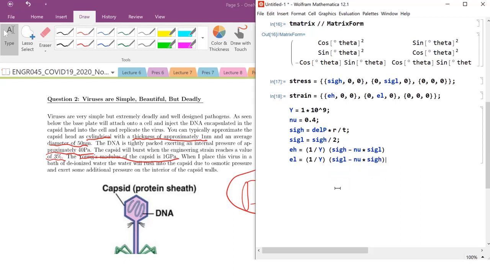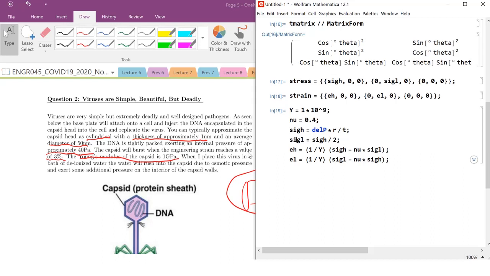That's it. So I'm going to close these outputs and define them. You can now see in our expression here that we're trying to get quantitative values for everything in here. All that we have left to solve is this delta P. Once we have delta P, we're going to be able to write the rest of our values and plug and chug in here, because once we have sigma H and sigma L, we're good to go. So the question now becomes: the capsule will burst when the engineering strain reaches a value of 3%.